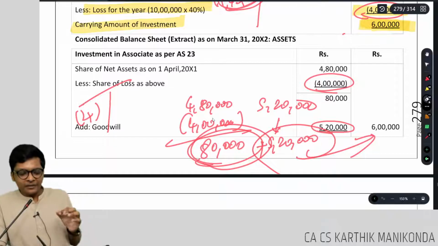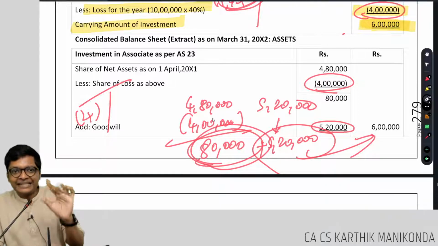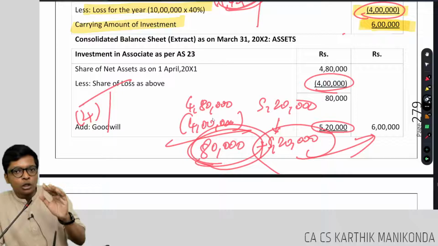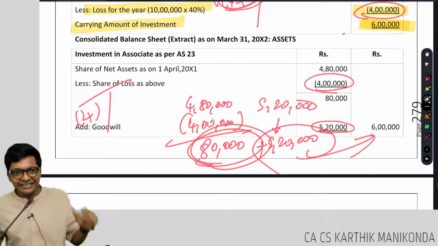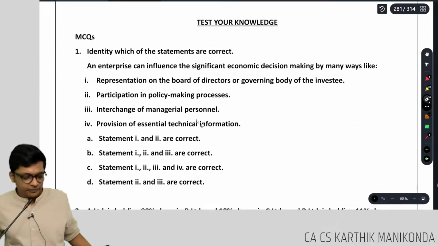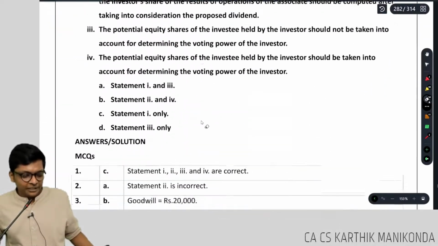See, in simple words, adjust the loss first with net assets. Then you adjust balance with goodwill. That's it. For exam, what remember, sir? Adjust the loss with net assets. Then you do it with goodwill. That's it. We'll come to MCQ later.